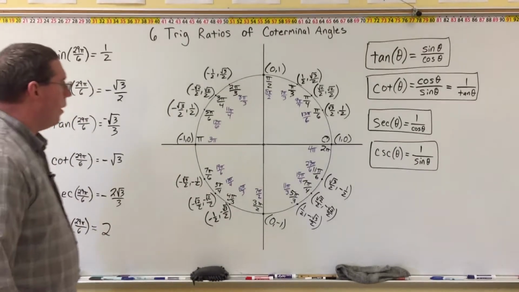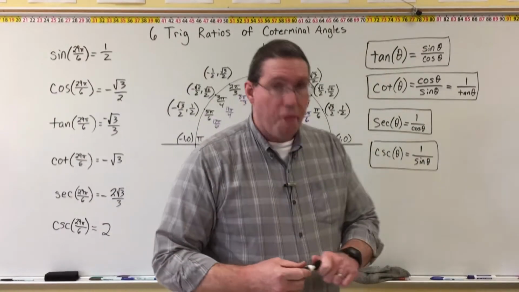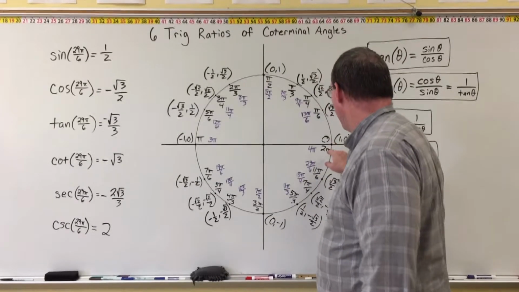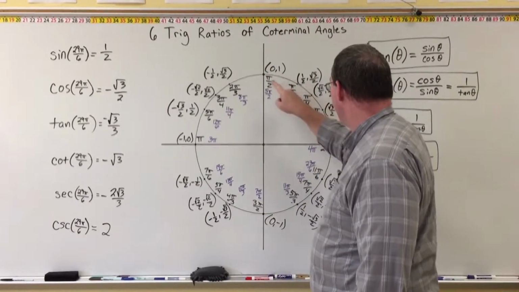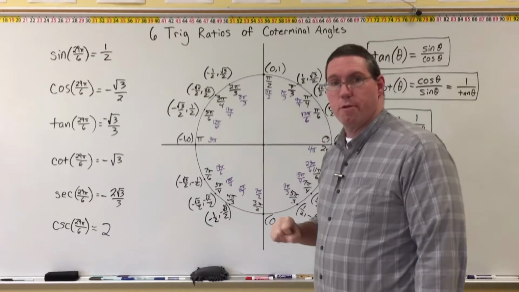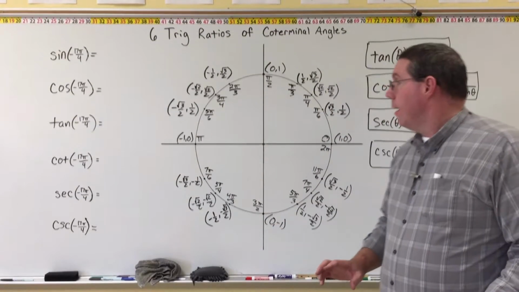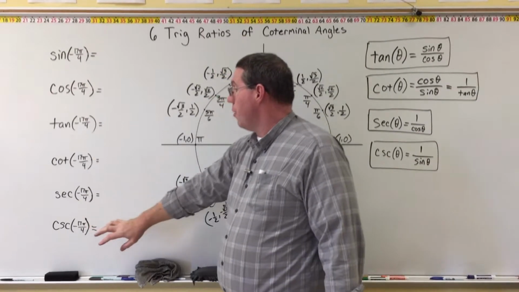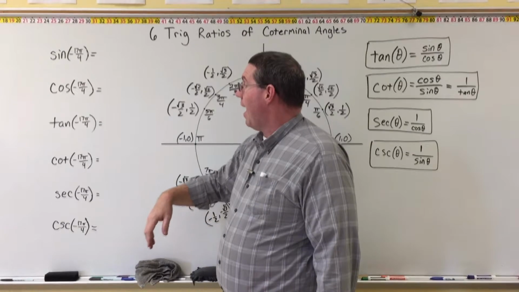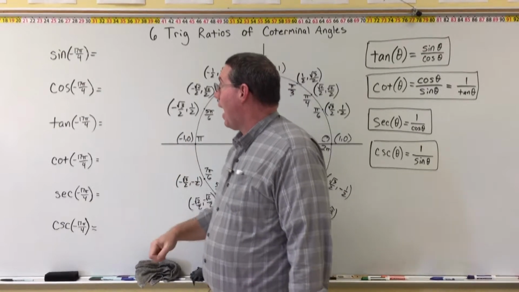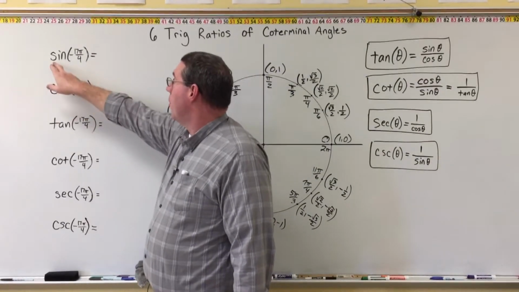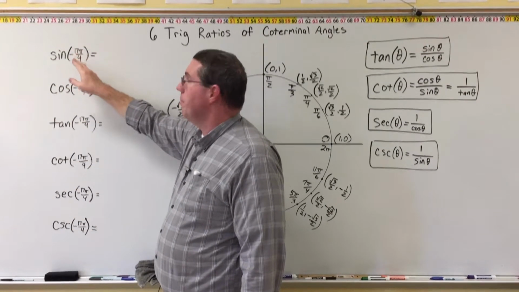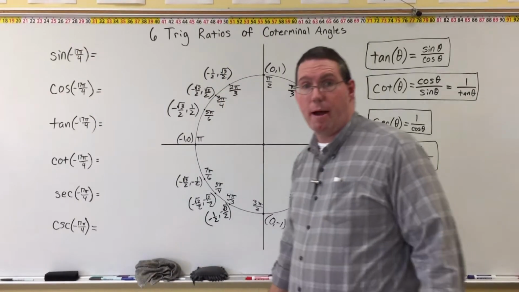Okay? All right, now let's do one where the theta angle is negative. So we started at 0, and instead of moving forward, we moved backwards. So now let's try and identify our 6 trig ratios only with a negative theta angle. Okay, so what we've got here is we're looking for sine, cosine, tangent, etc. of negative 17 pi over 4.